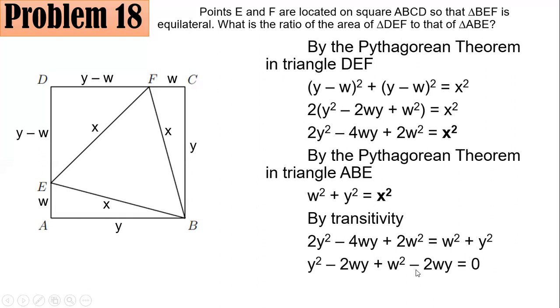And what's the purpose of rearranging in this manner? Here's how. We know that y squared minus 2wy plus w squared is actually a perfect square trinomial, which is factorable into y minus w quantity squared equals this negative 2wy. I added to both sides positive 2wy, so here it became positive on the right hand side. So y minus w quantity squared equals 2wy so far.